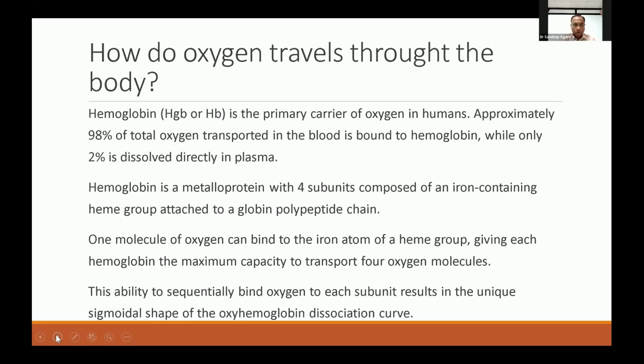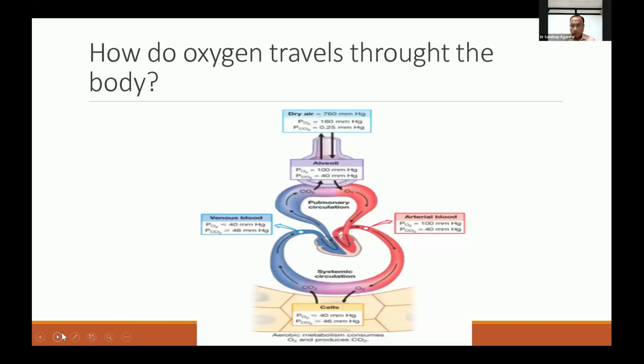Lost the screen. Oh, the slides are not moving, Dr. Sandeep? I cannot see them. Now I can see it. Sir, please inform me to change the slides.